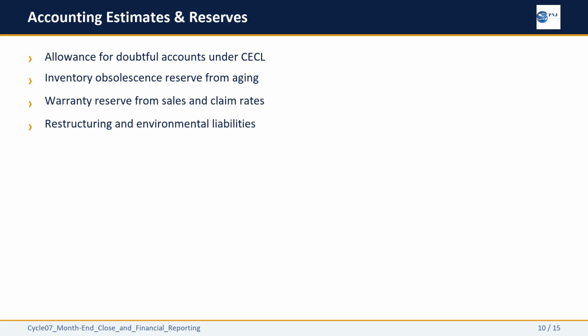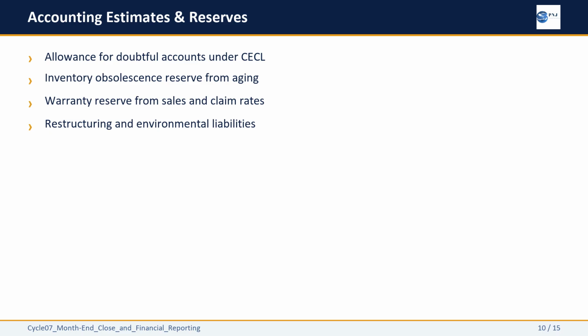Many balance sheet accounts require management to estimate what will ultimately be realized or paid, and this is the most subjective part of the entire close. Take the allowance for doubtful accounts, which under current expected credit losses, or CECL, reflects expected losses over the life of the receivable. The inventory obsolescence reserve comes from aging analysis. The warranty reserve is built each period from sales and historical claim rates, then reduced as actual claims come in.